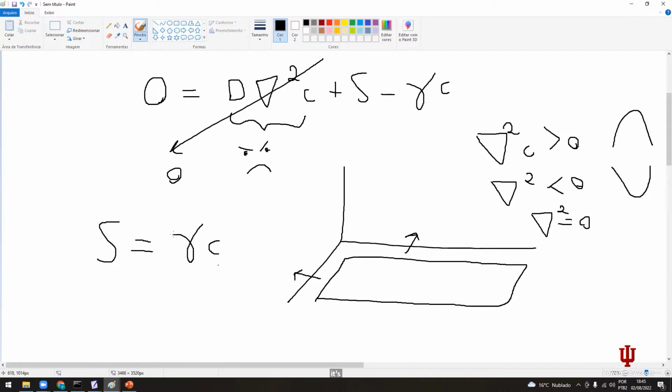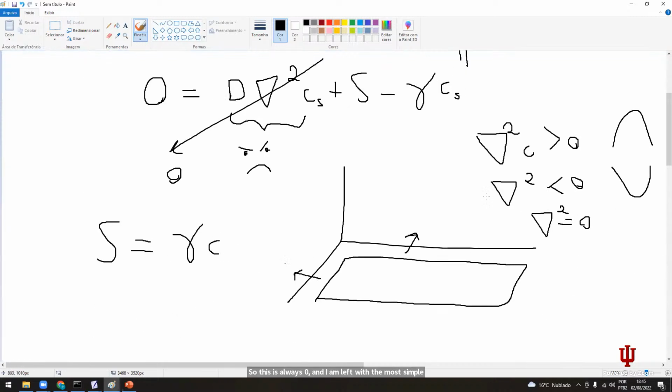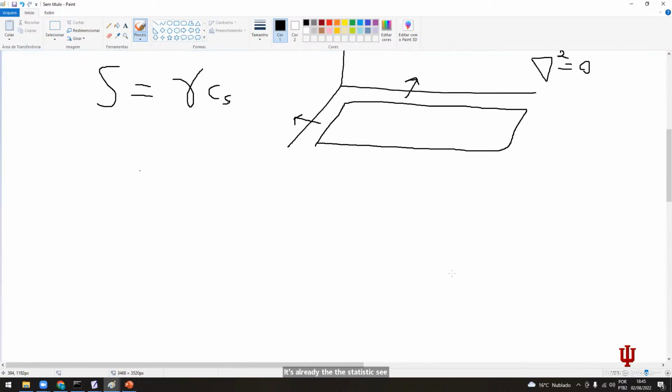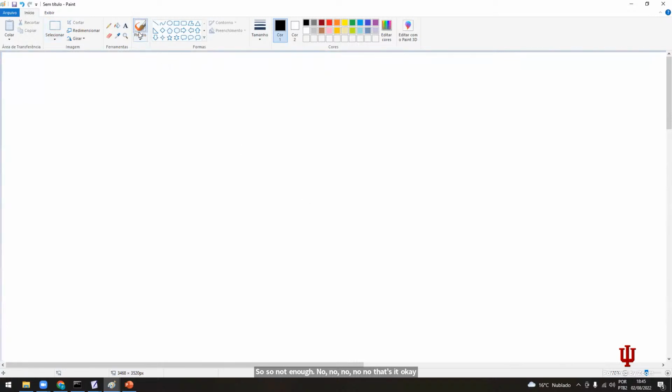equation, which is already the steady state C. Okay. So this will be the steady state. That's it. Okay.